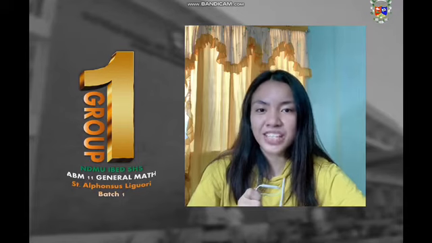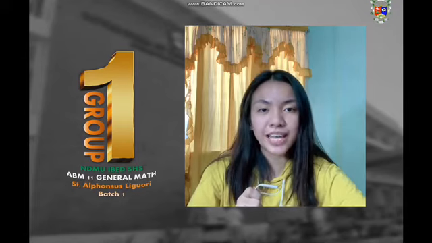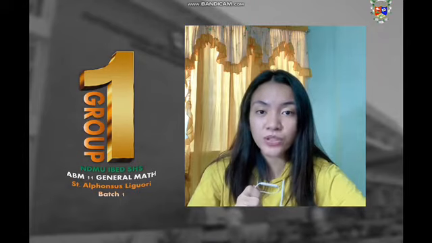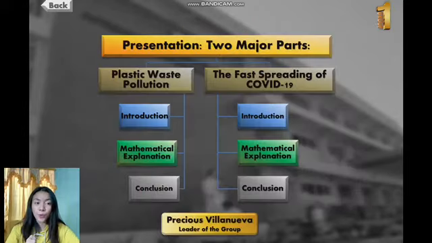Me and my team are going to present real-life situations and discuss solutions that make use of functions. Our presentation has two major parts. The first part is the plastic waste pollution, and the second part is the fast spreading of the COVID-19. These two major parts are also divided into three parts.